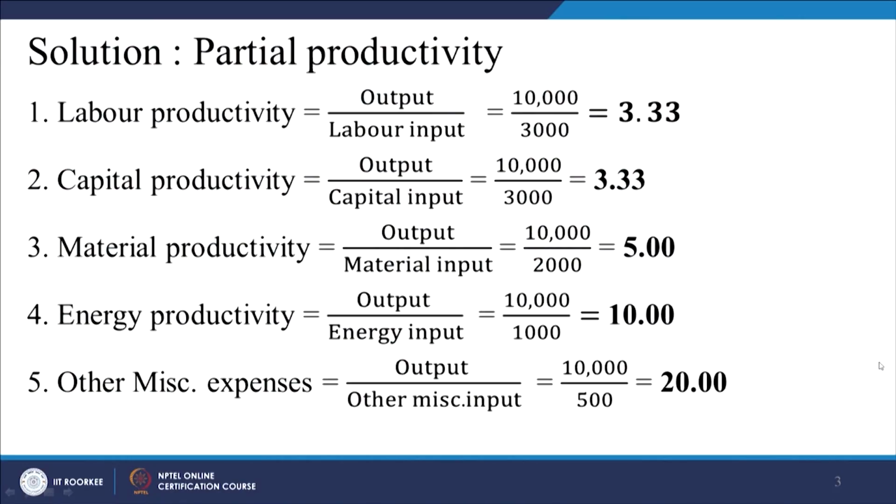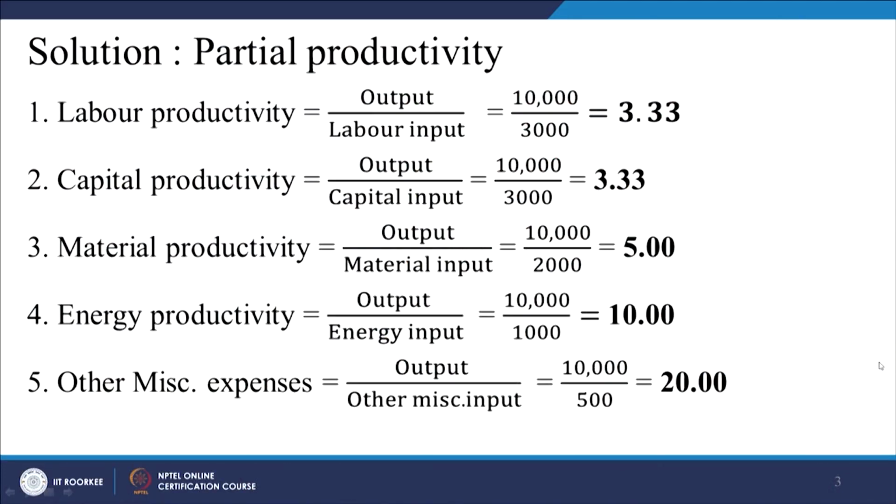So, labor productivity is output divided by the labor input, which is already quantified in terms of rupees. So, our output is 10,000 rupees and the input is 3000 rupees. So, the partial measure of productivity, that is labor productivity, is calculated as 3.33. Similarly, capital productivity, rupees 10,000 divided by the capital input, that is also quantified, rupees 3000, again the capital productivity is 3.33. And similarly, by dividing the output, we can calculate the partial productivity measures in terms of material productivity, in terms of energy productivity, as well as in terms of other miscellaneous expenses. So this is a measure of individual input going as an input, and the output is the total output that has been produced. So this is the first way of calculation.